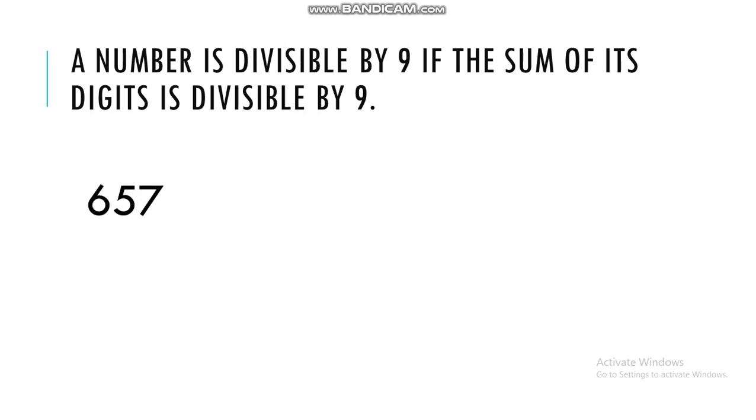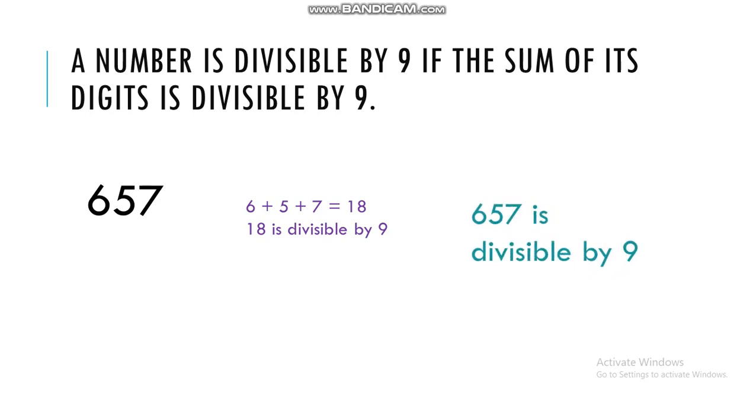Okay. Is 657 divisible by 9? Let us add the digits and see. 6 plus 5 plus 7 is equal to 18. 18 is divisible by 9. This means that 657 is yes divisible by 9.